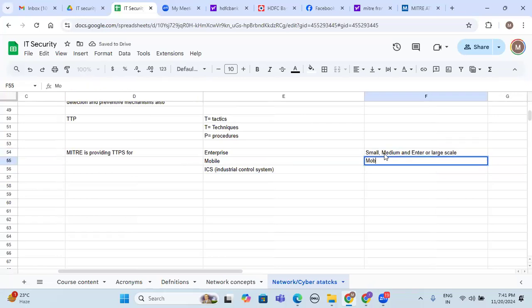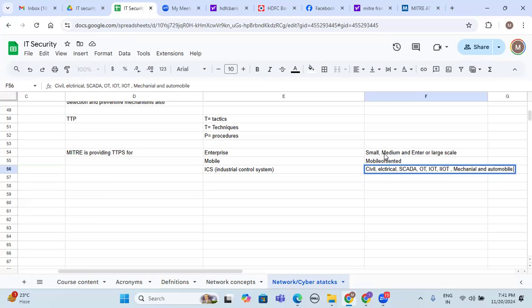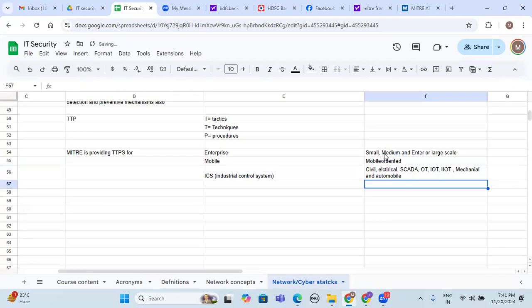Mobile industry, mobile oriented companies. Third one, ICS oriented: civil, electrical, SCADA, OT, IoT, IIoT, and also mechanical and automobile industries. Example, BHEL, NTPC, IOCL, Honeywell, Robert Bosch, Quest Global. All these companies will fall under ICS based companies. So there are three different types of companies.